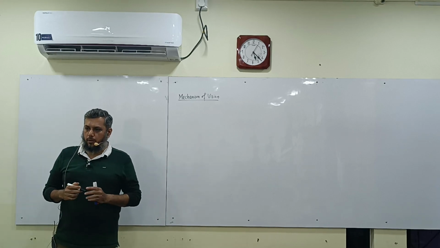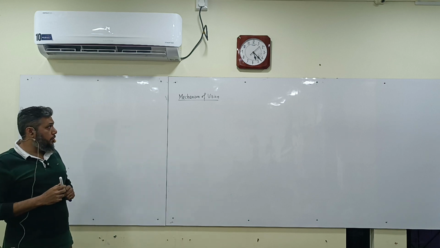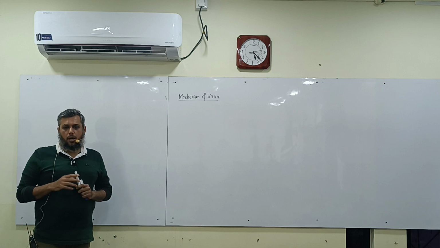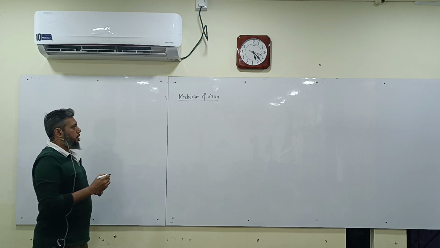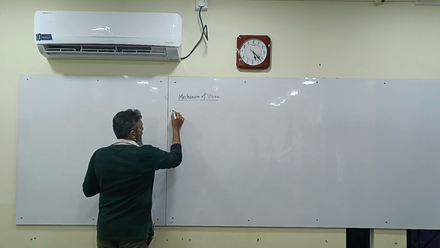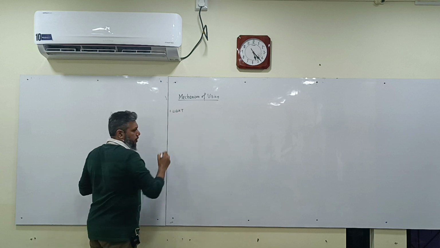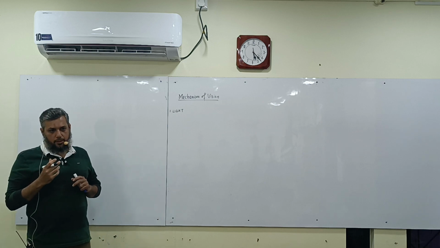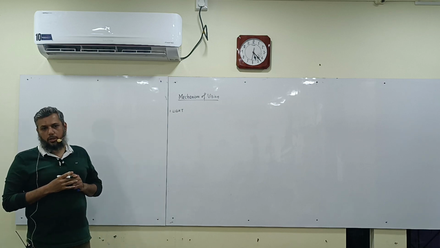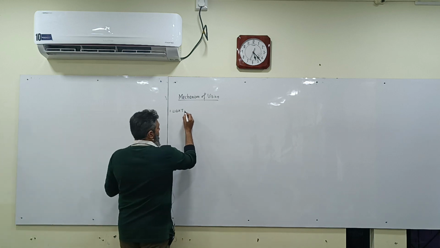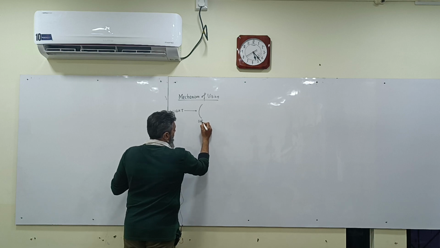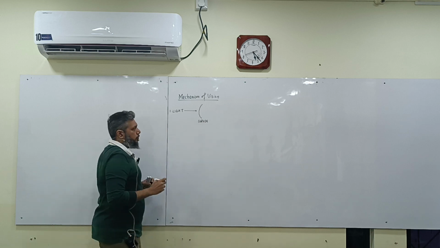Now, the mechanism of vision will include how do we see? How do we see, rather, how an image is formed on the retina. For that, the first step would be that the light from an object, like if you are looking at me, will fall on your cornea. The first place the light falls, which is significant for us to understand, is your cornea.